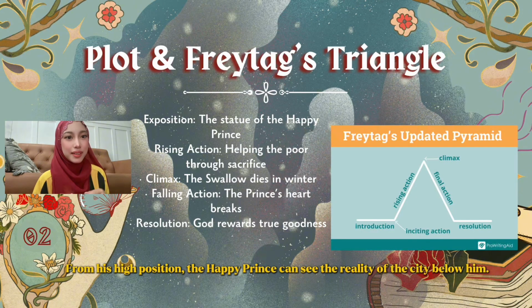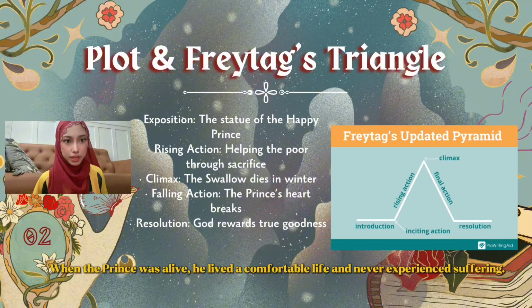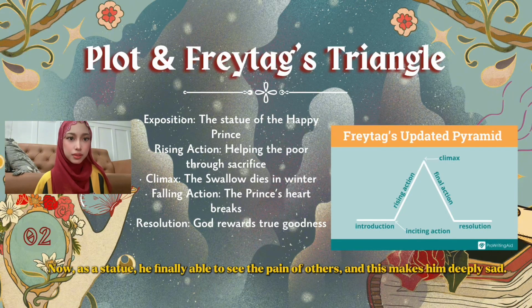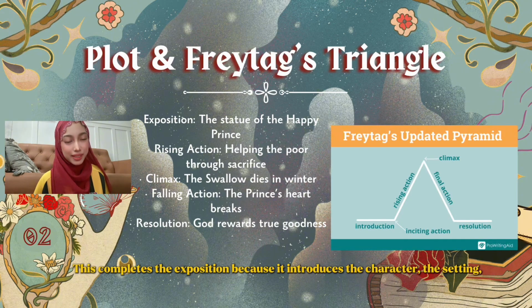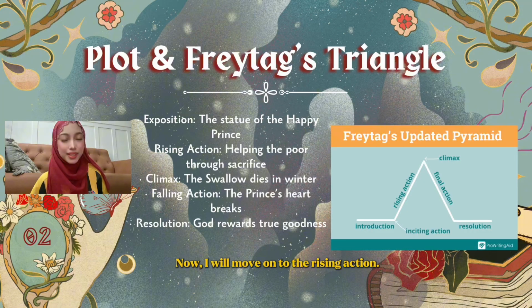From his high position, the Happy Prince can see the reality of the city below him. He sees poor people struggling to survive, children suffering from hunger, and families living in misery. When the prince was alive, he lived a comfortable life and never experienced suffering. Now, as a statue, he is finally able to see the pain of others, and this makes him deeply sad. This completes the exposition because it introduces the character, the setting, and the main problem of the story, which is social inequality. And now I will move on to the rising action.